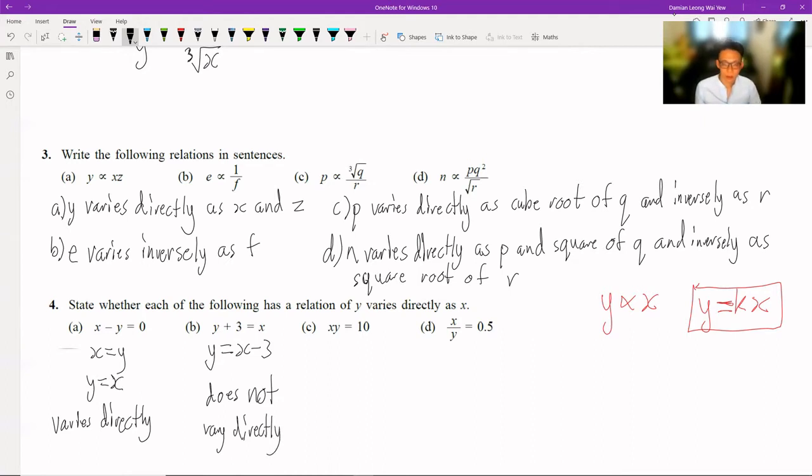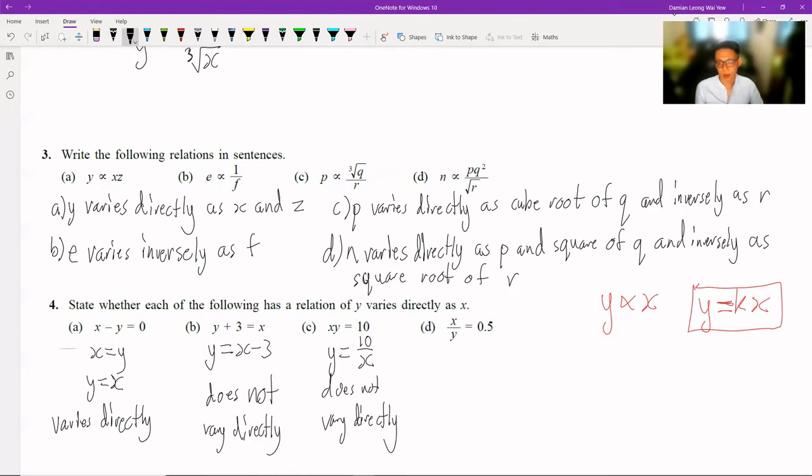This one, if I bring over the x, y means x times y. Times opposite is divide. So it becomes 10 divided by x. Okay, bring over the x, times opposite is divide. So 10 over x, this is not varying directly. This is varying inversely. So also does not vary directly.